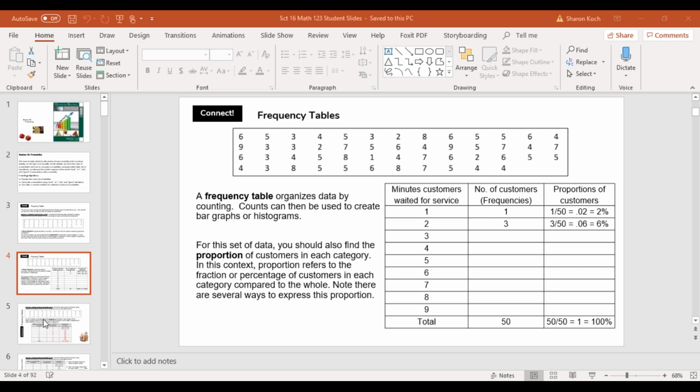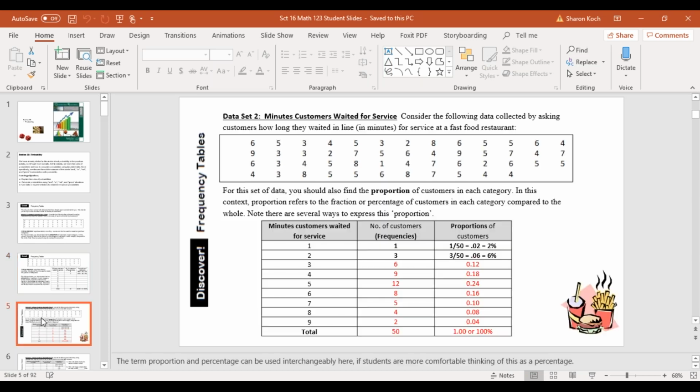And then you can see if we finish filling in the table, here would be the rest of the percentages here. Now remember, since I'm looking at part out of the whole, all these numbers here should add up to 50, and all these percentages here should add up to 100%.